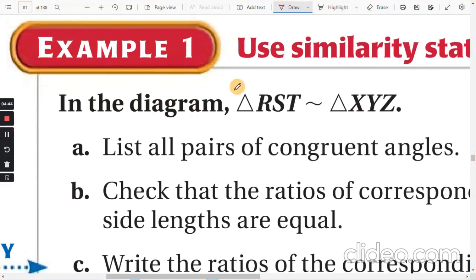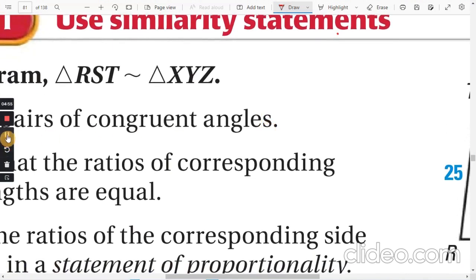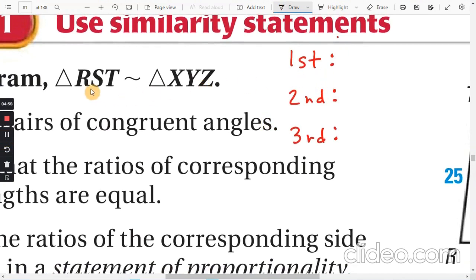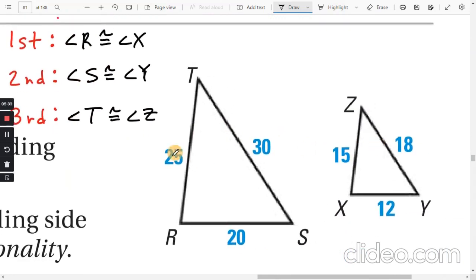Okay, example 1 in the diagram, triangle RST is similar to triangle XYZ. Part A, list all pairs of congruent angles. Okay, please do that first, at least mentally. All right, so it's pretty straightforward. Look at the first letter in each one, you have R and X. So angle R is congruent to angle X. Second letter, S and Y. So angle S is congruent to angle Y. Third letter, T and Z. So angle T is congruent to angle Z. All right, so here's the triangles, and those are the angles that are congruent based on the statement.